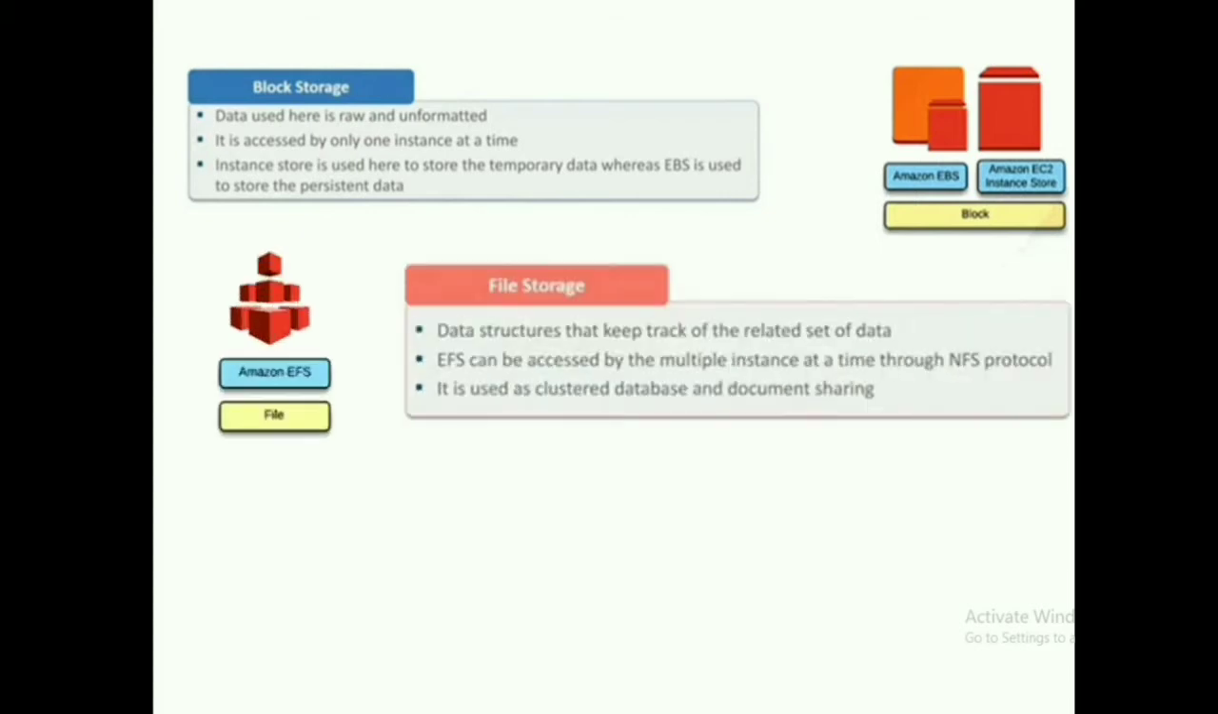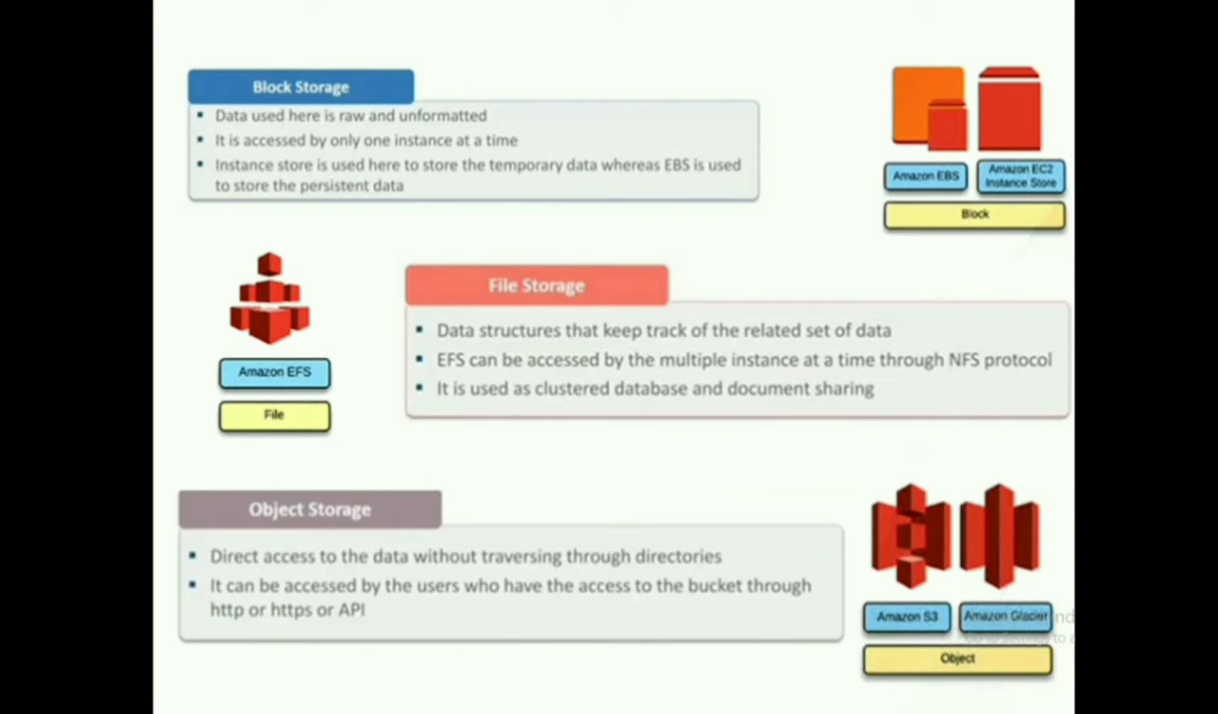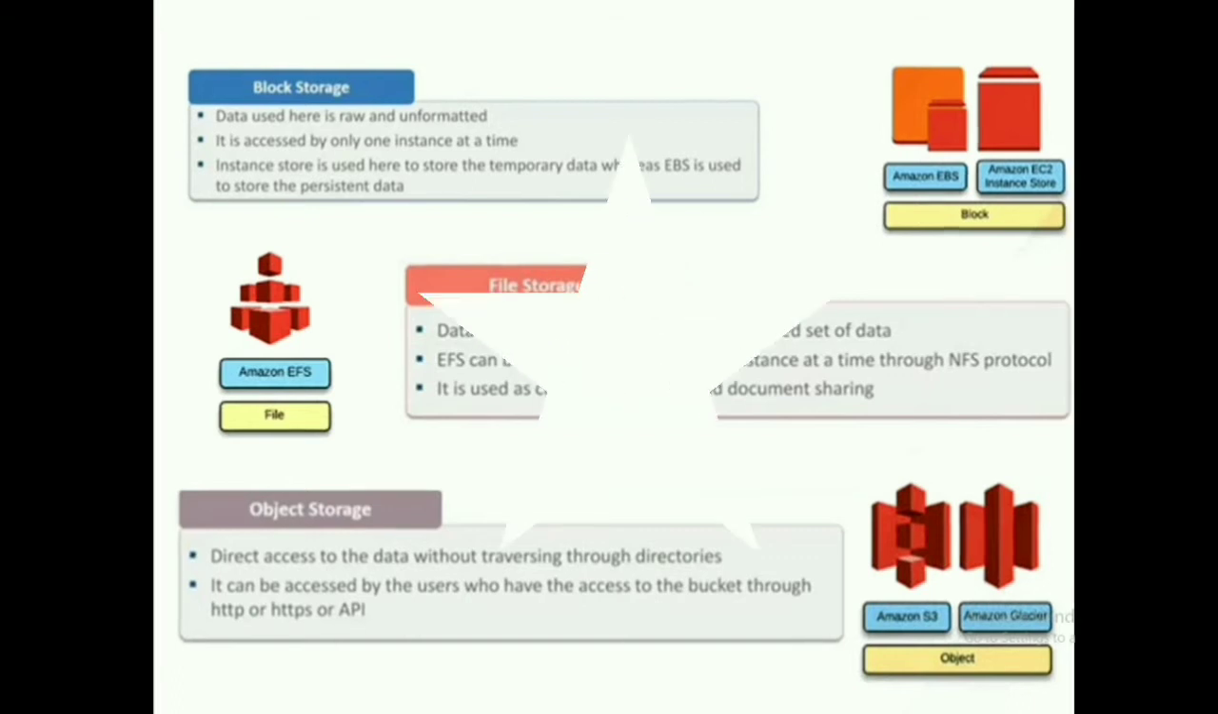The service based on file storage is EFS. Here, data structures keep track of related sets of data. It can be accessed by multiple instances at a time through the NFS protocol. It is used for database clusters and document sharing. Object storage based services are S3 and Glacier. They give direct access to the data without transferring through directories. It can be accessed by users who have access to the bucket through HTTP or HTTPS protocols.